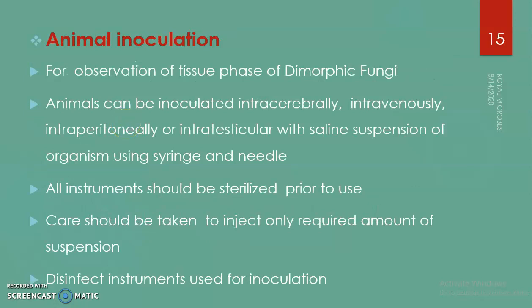The last method is animal inoculation. This is done for the observation of the tissue phase of dimorphic fungus. Animals can be inoculated using different routes: intracerebral, intravenous, intraperitoneal, intratesticular. The organism is injected by preparing a saline suspension of the organism, and the inoculation is done using a syringe and needle. All instruments should be sterilized prior to use, and care should be taken to inject only the required amount of suspension. Disinfect the instruments used for inoculation after use.